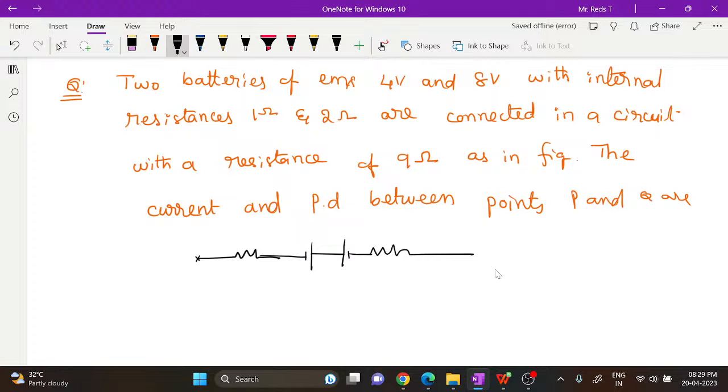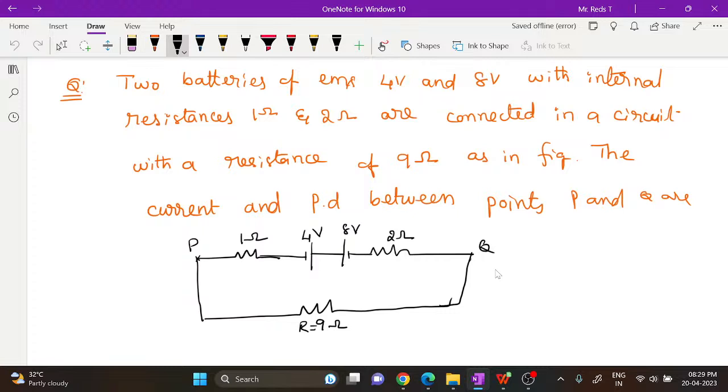This is point P, this is point Q. Between this, one more resistor is connected like this, right? So the values are given like this. This is 1 ohm, it is 4 volt, and this is 8 volt, this is 9.